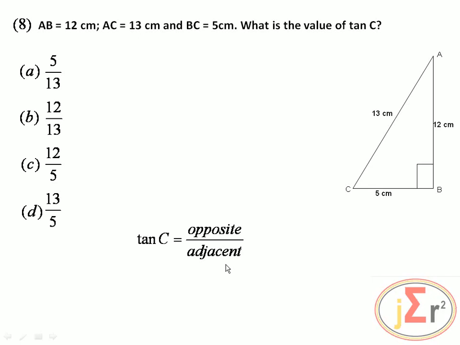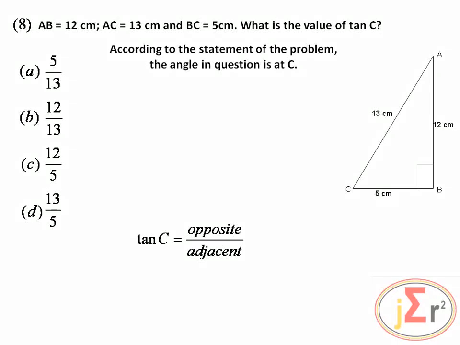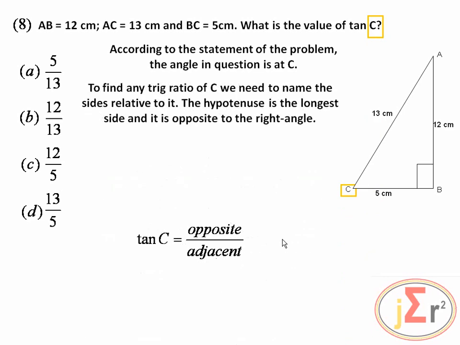I will not take it for granted in this presentation that anyone knows what opposite is and what adjacent is. According to the statement of the problem, the angle in question is at C. Put in those angles. Right. The angle is at C. So we have highlighted C. To find any trig ratio of C, we may need to name the sides relative to it. The hypotenuse is the longest side, and it is opposite to the right angle.